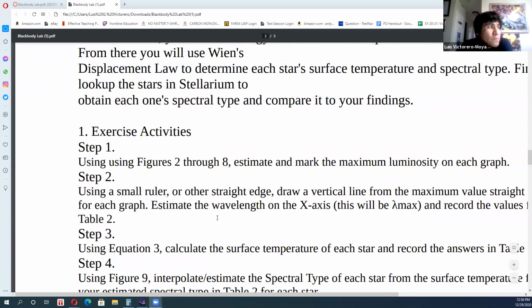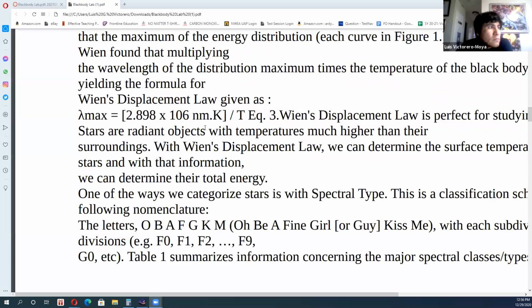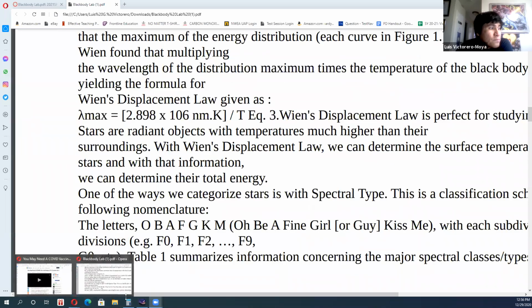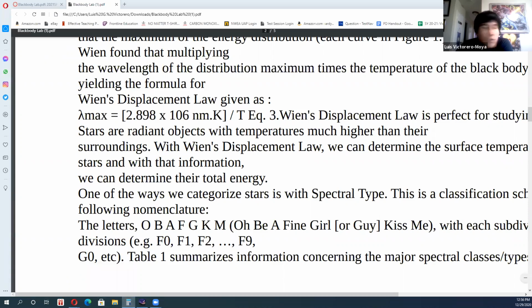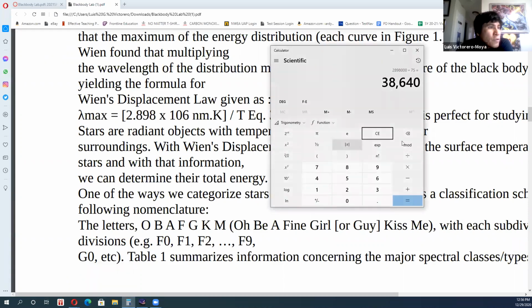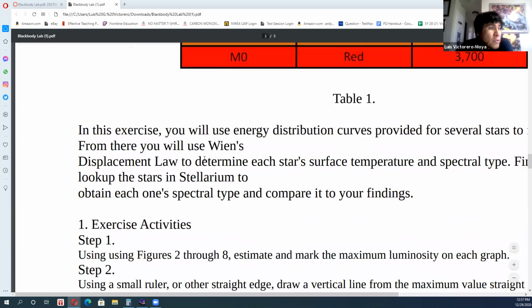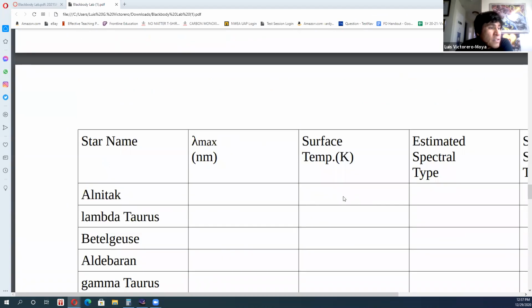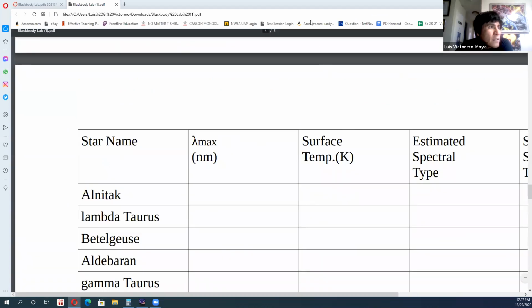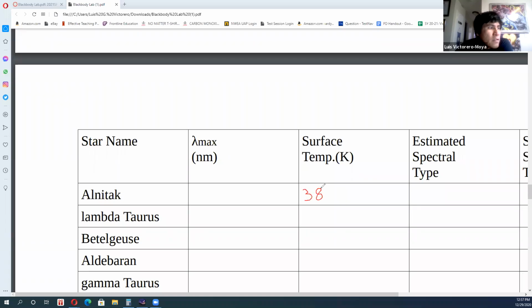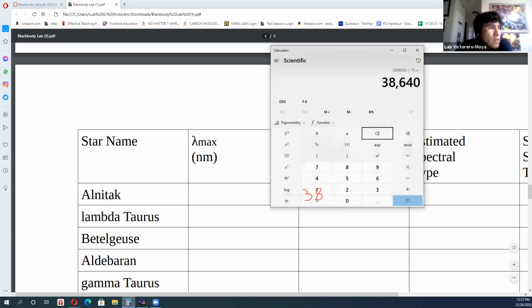How do you get the surface temperature? You're going to use this equation. You are going to bring your calculator and do this: 2.898 times a million, divided by 75, gives 38,640 kelvins. That's what you write here, 38,640.